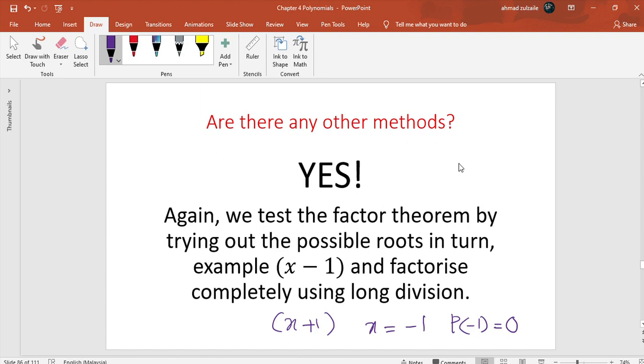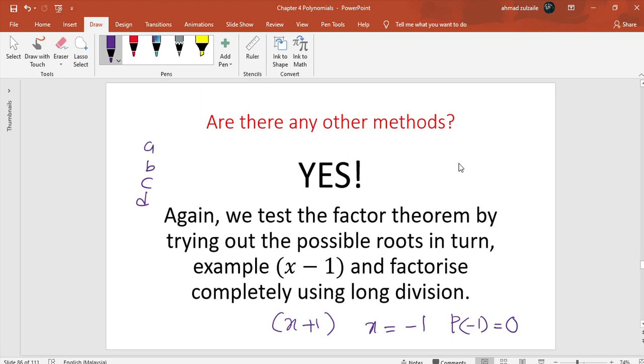What happens if x minus 1 and x plus 1 don't give you a 0 remainder? So here is the tip. You can put your polynomial into your calculator. Enter your A, your B, your C, and also your D into your calculator. Use the mode of EQN and degree number 3, and your calculator will help you to determine one of the factors.